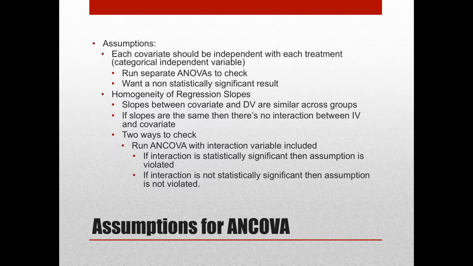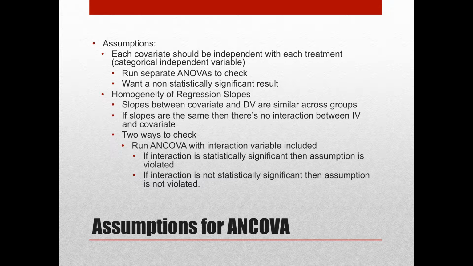So guys, assumptions for ANCOVA, again, just as a review. Each covariate should be independent of each treatment. So each treatment is our categorical independent variable. So if we have a covariate such as ACT score maybe, then we would want ACT scores to be equal over each treatment level: MyStatLab, R, and StatsPortal. So we run separate ANOVAs to check, and we want a non-statistically significant result to pull this off.